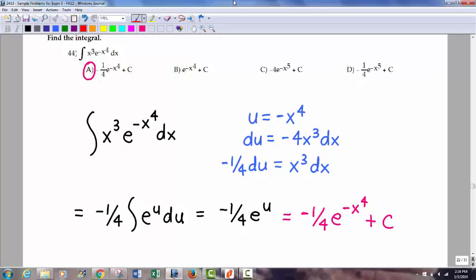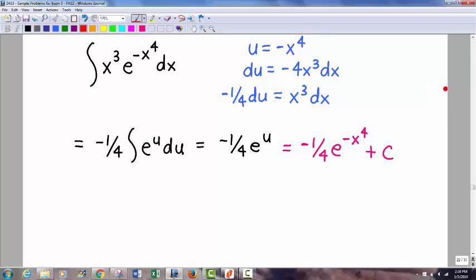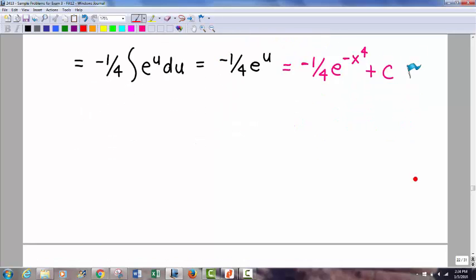So we have negative 1/4 integral of e to the u du, which, as I said before, the integral of e to the u du is just e to the u. So it's negative 1/4 e to the u, which then makes it negative 1/4 e to the negative x to the fourth plus c. I'll give it a stamp of approval here. There we go. So anytime the e's are in that form, not too difficult.